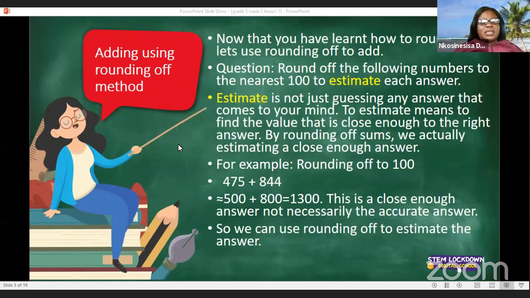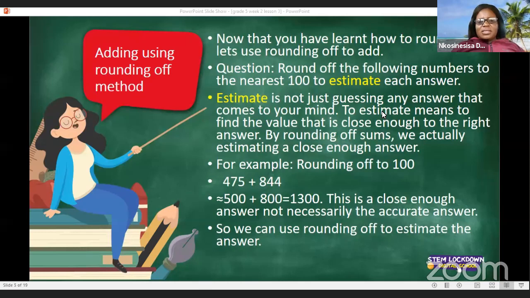So the question will come in an assessment more or less like: round off the following numbers to the nearest 100 to estimate each answer. Before we go to the numbers, what does estimate mean? Some of you have seen if you are given a number and then we say you must estimate, say you are given 470 and 478, and then you have to estimate.